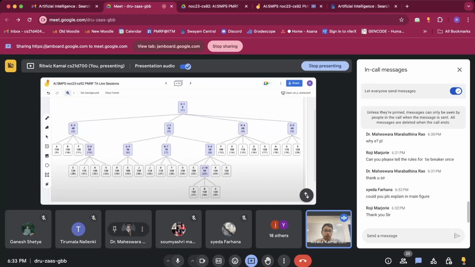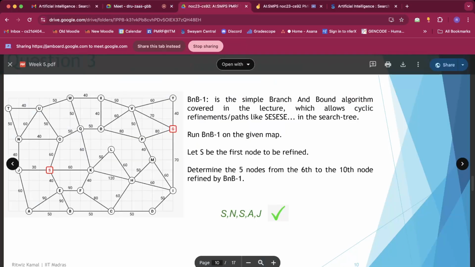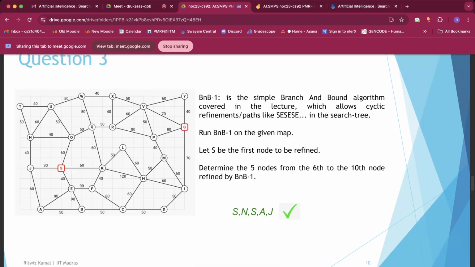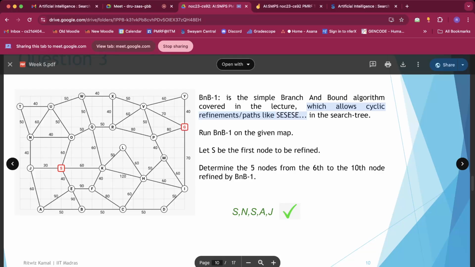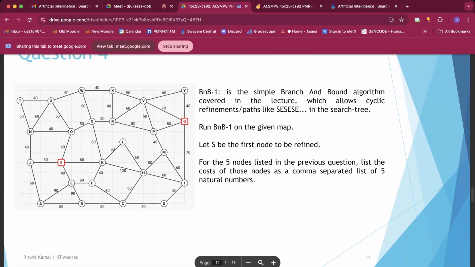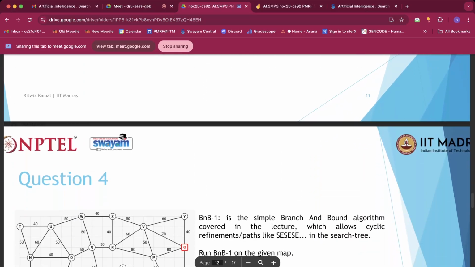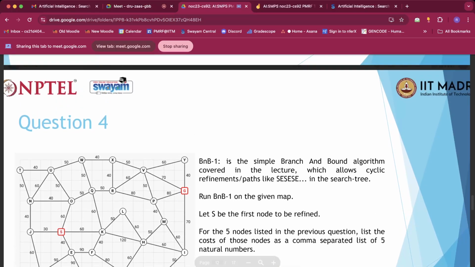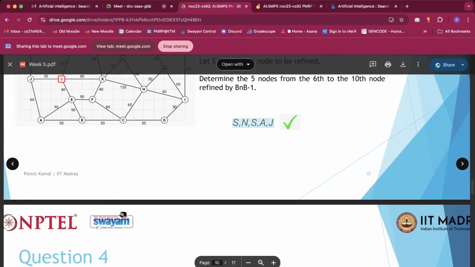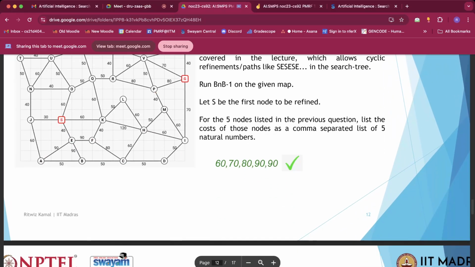Okay, if not, then that's great. Let's move on to our next question then, which is the same graph, same map, but the method changes. In this one we chose BNB1, branch and bound version 1, where we allowed cyclic refinements, so paths like SC, SC, SC, where nodes are allowed to be repeated. This was just another part of the previous question where we had to list the costs associated with the nodes that we entered, and you can verify that later on that it's 60, 70, 80, 90, 90.